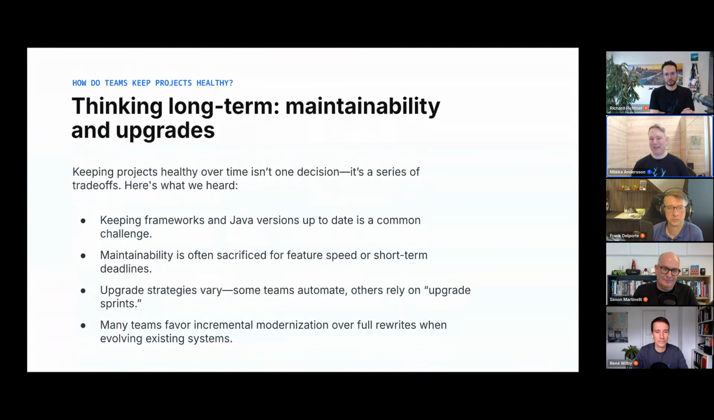So the next topic is long-term thinking, product life cycle, maintainability, upgrades, and whatnot. For this one, I didn't have a really good chart, so I basically collected some pieces of information, some themes that we saw in the survey. It feels like a very common challenge for many teams: staying current, ensuring that, say, the Java versions are up to date, and all the libraries and frameworks are kept up to date. And a common reason for that is the time to market pressure that the teams feel.